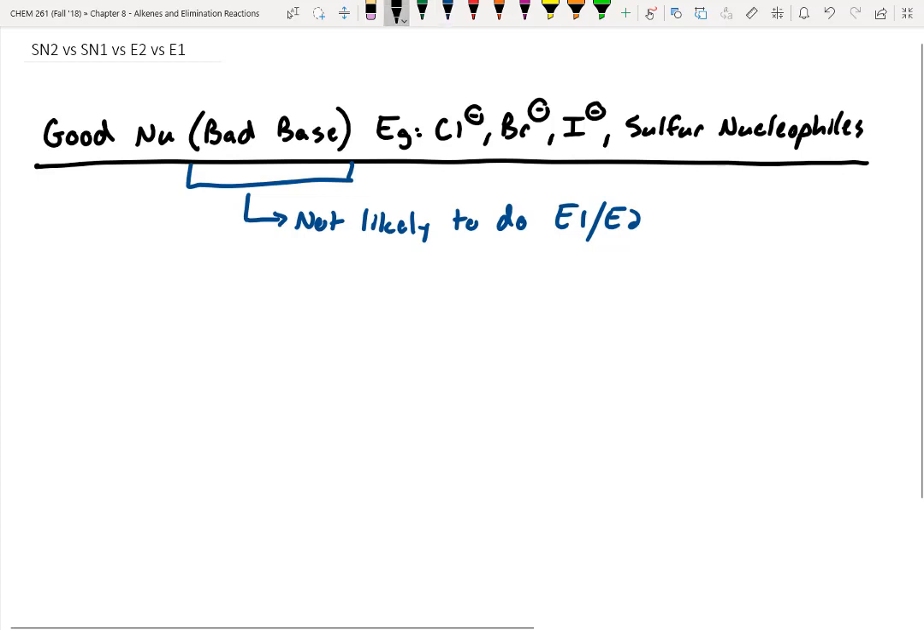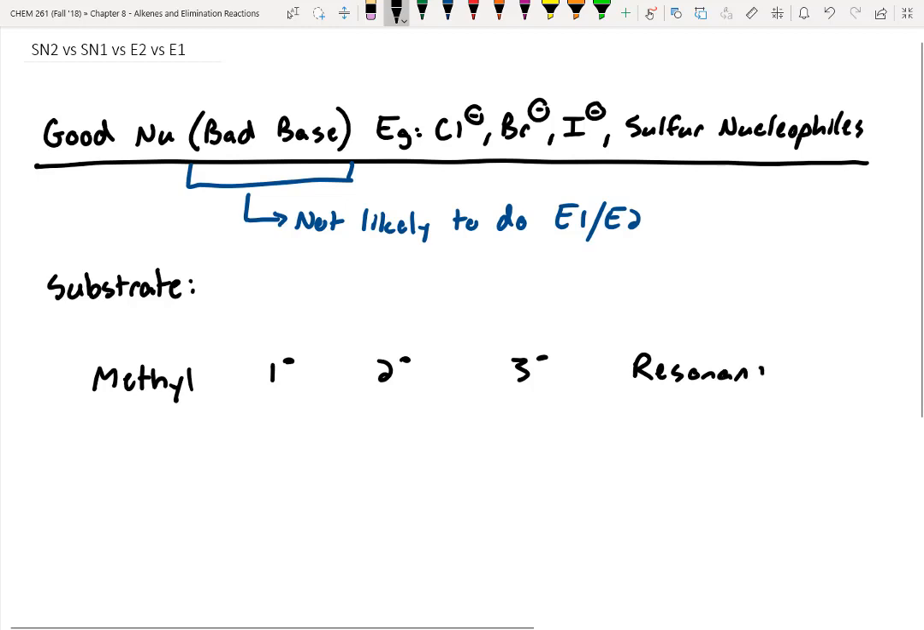All right, so next what I look at is my substrate. And let's say I have a methyl on one end, meaning my leaving group is coming off a methyl carbon, so it's maybe a methyl halide. Or it could be primary, or it could be secondary, or it could be tertiary. We could even include resonance in here as well. So if we think about what's left over, if we don't have E1 or E2, we're probably going to be looking at substitution chemistry, right?